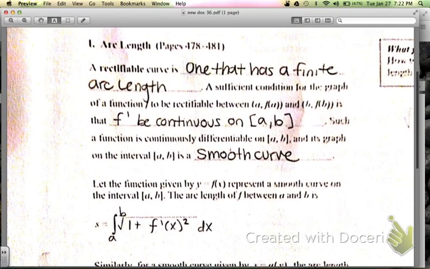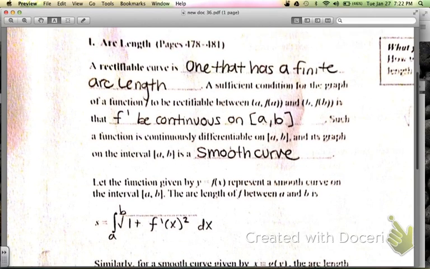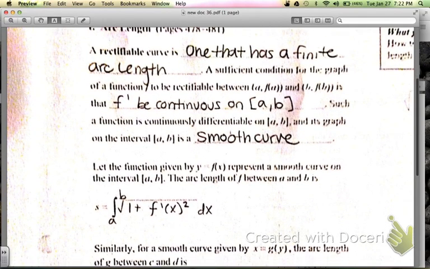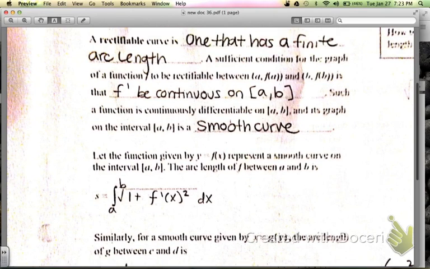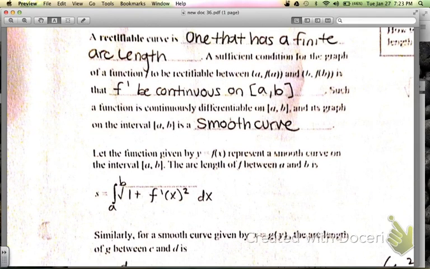It says a rectifiable curve is one that has a finite arc length. So essentially, it's not unbounded and it doesn't go to infinity or anything like that. It has arc length that you can measure. A sufficient condition for the graph of a function to be rectifiable between (a, f(a)) and (b, f(b)) is that f prime has to be continuous on the closed interval from a to b. Such a function is continuously differentiable on the closed interval from a to b, and its graph on that interval is a smooth curve.